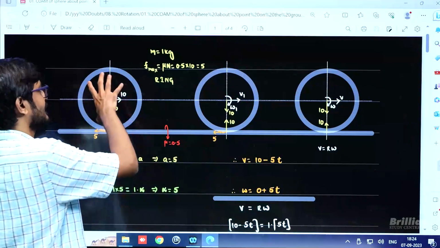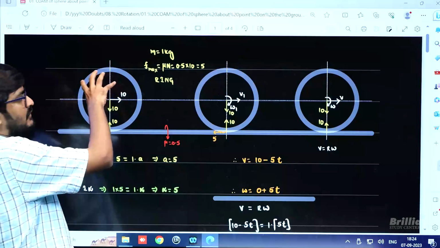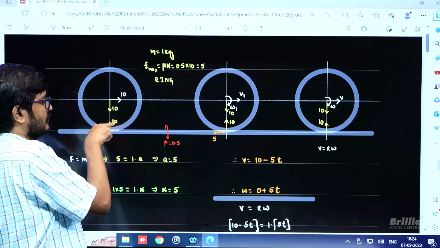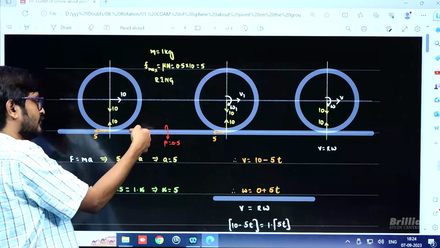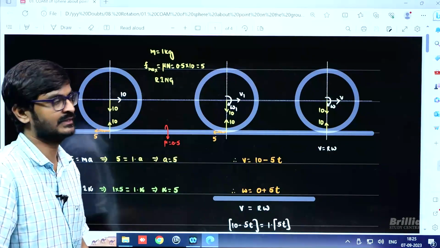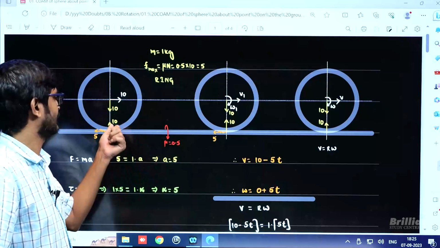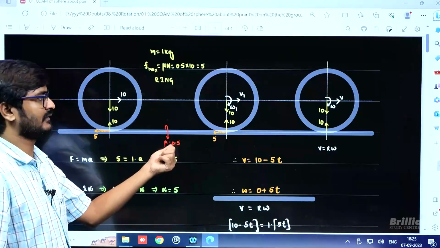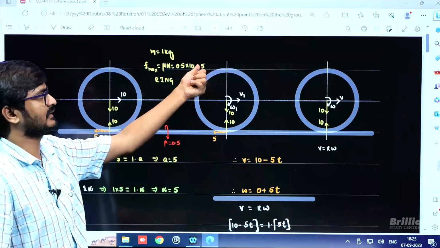Now you can see there is no rolling initially, so it will try to slide. So the bottommost point will try to go this way, so friction will be acting in the backward direction. As there is slipping, friction is going to be maximum, which is mu into N. N is 10, mu is 0.5 given in the question, 0.5 into 10, so the maximum friction is 5.